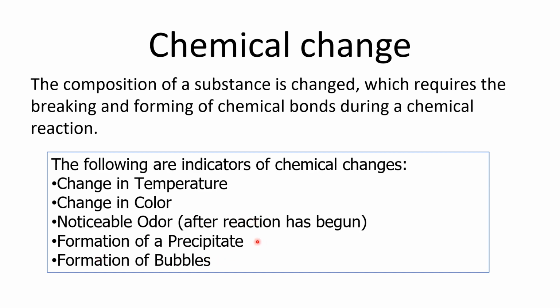Then formation of a precipitate. Precipitate is a solid which is formed and it is insoluble in that solution, and that is where we say that the precipitate is formed. So in many reactions the product formed is in the form of precipitate, and that's how we can say that the change is a chemical change. Then the formation of bubbles, it might be there when the gas is formed as a product which gets evolved in the form of bubbles or fizz. So that is where we can say that the reaction is a chemical change.